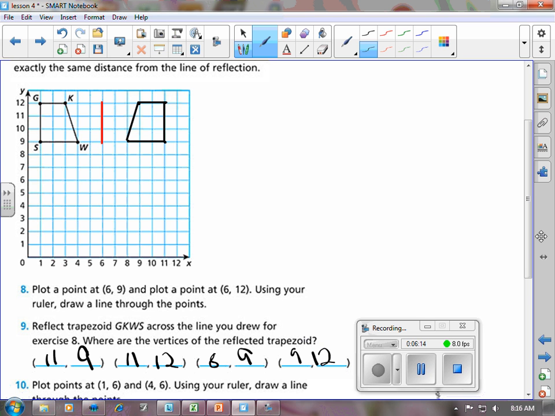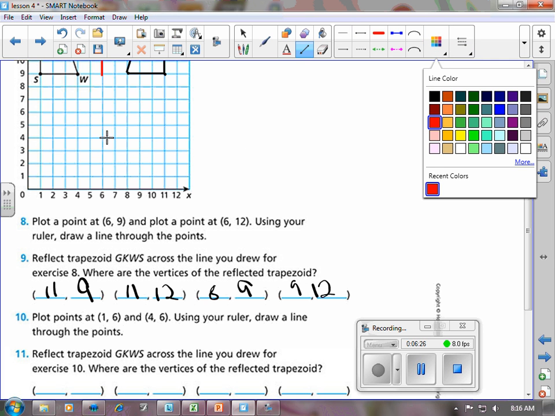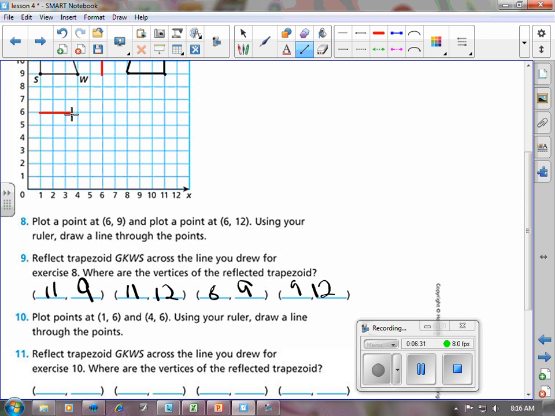Okay, plot a point through 1, 6 and 4, 6, and then use your ruler to connect it. Again, I'm just going to use my straight edge, and we'll make that a different color again on the 6. Okay, so 1, 6, 4, 6. So this is the new line we're going to reflect across. Okay. So then it says reflect this one across that. Okay. Well, when I reflect it, I need to be 1, 2, 3 away, right?